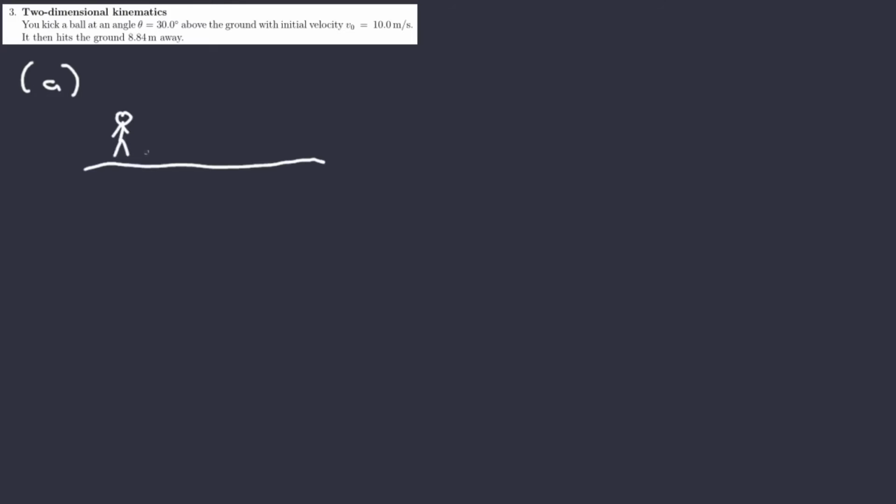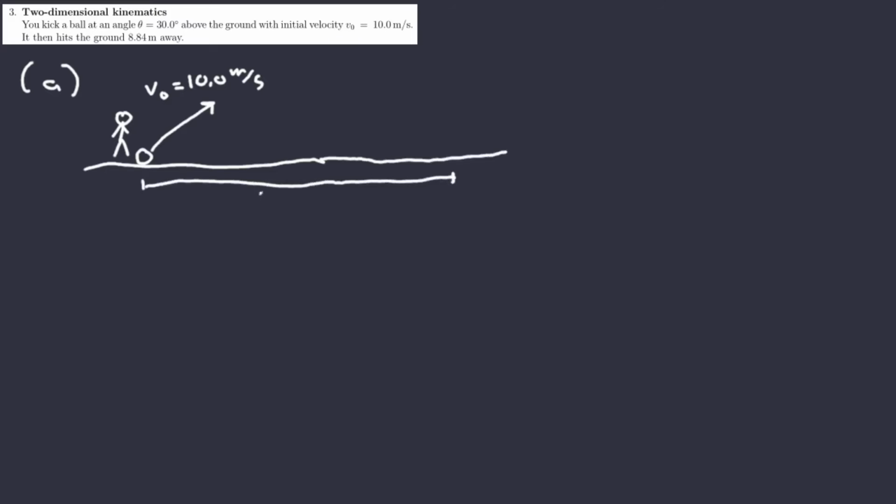So the situation is just you and the ball. The ball has been kicked with an initial velocity v0 equals 10.0 meters per second. And then it lands somewhere way over here, 8.84 meters away. So this is our delta x.